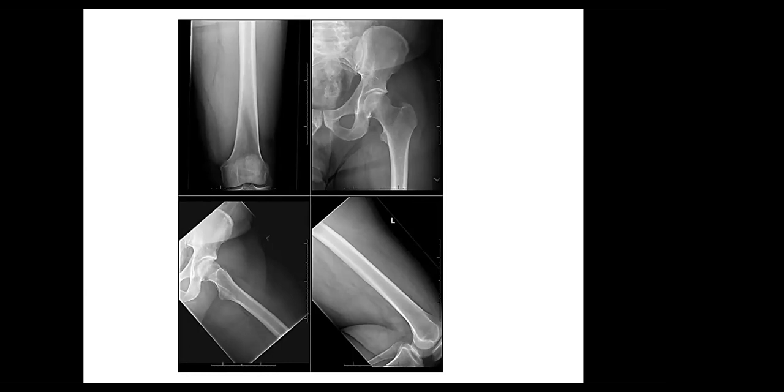X-ray of left hip, AP and oblique view of left hip and lower tibia, show soft tissue swelling in upper thigh. No bone lesion, no fracture.